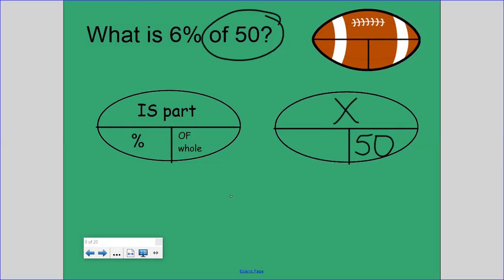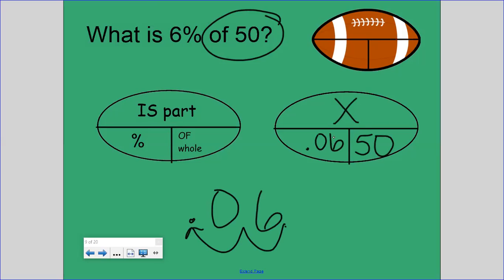Now, remember what I said about moving the decimal over? If I have 6, if I move the decimal over 2 spots to the left, 1, 2, I have 0.06. I got to fill in that empty space with a 0. So that is a common error. My students will go, oh, 0.6. No, that's 60%. 0.06 is 6%.